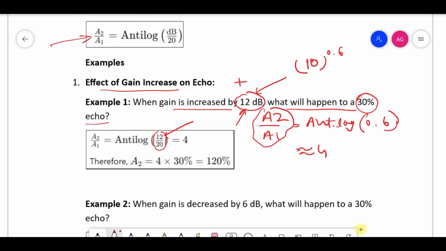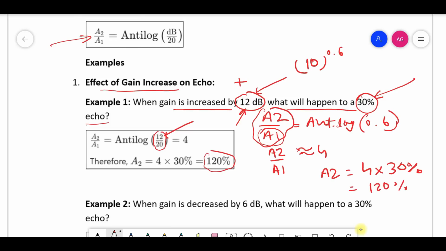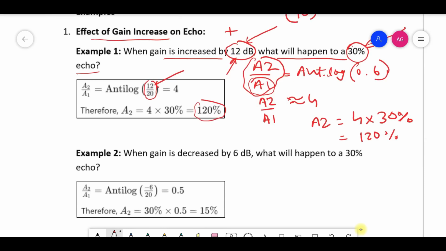So it is given that the height of the first echo was 30%. So later, if you do 4*30, then how much will you get for the second echo? 120%. The value of A1 is already given, right? What value did we get? A2/A1 equals 4. So A2 equals 4*30%, right? The value of A1 is given as 30%. So the value of A2 will be 120%. Okay, so this is how your calculation is done.